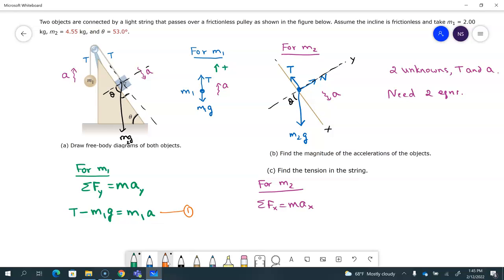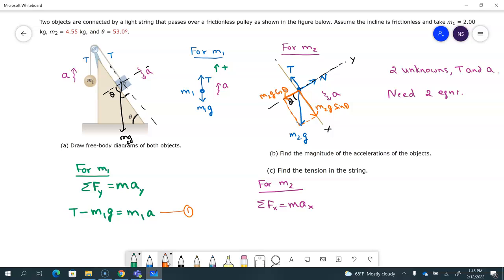Okay, so I can take the components of m2g, both parallel and perpendicular to the incline. So when I drop this perpendicular onto the x-axis, or down the incline, that's my m2g sine theta, and that's sine because it's opposite to the angle theta. And then the one that's perpendicular to the incline is m2g cosine theta.